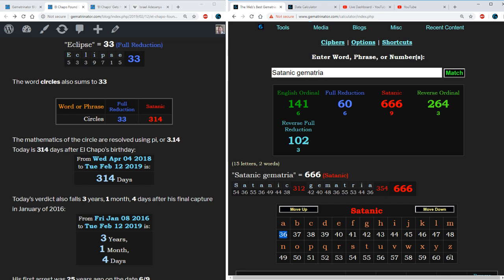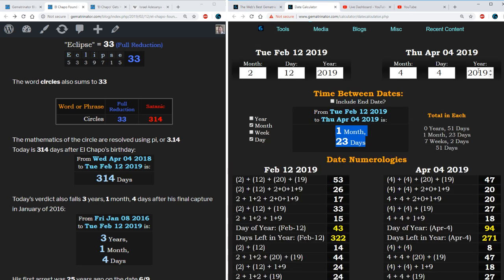Also notice how it ends on 61, which is the 18th prime number, and 18 is 6 plus 6 plus 6. El Chapo currently 61 years old. Anyway, in this method, circles equals 314, and think about pi, which resolves the mathematics of the circle. Pi, 3.14. Well, if you measure from El Chapo's birthday on April 4th to today's date, look at this, you get exactly 314 days.